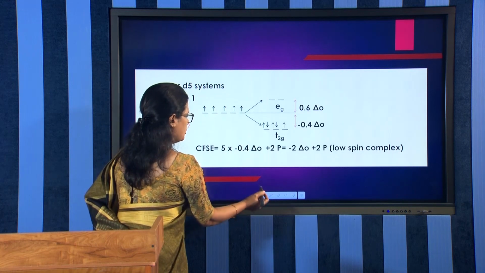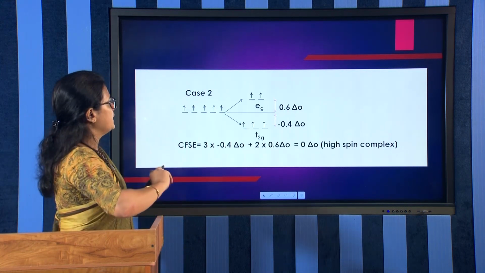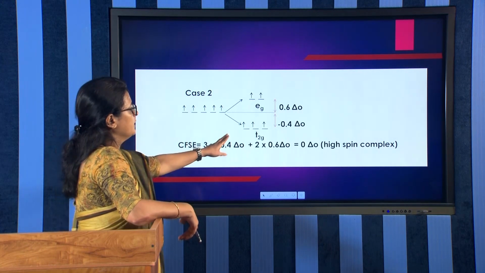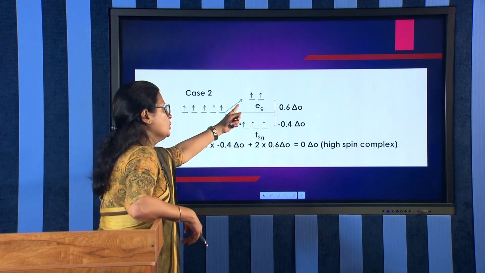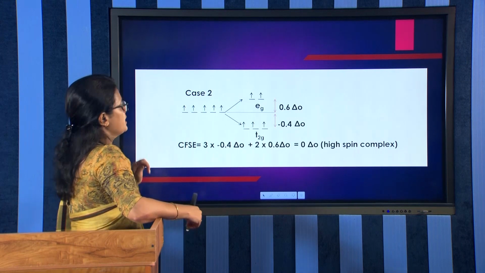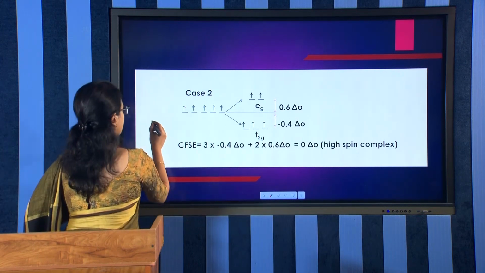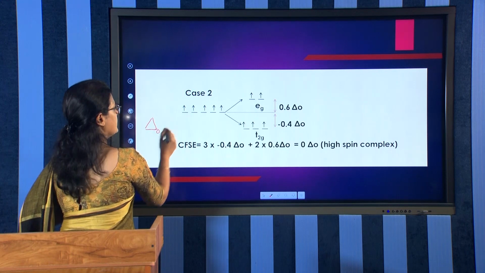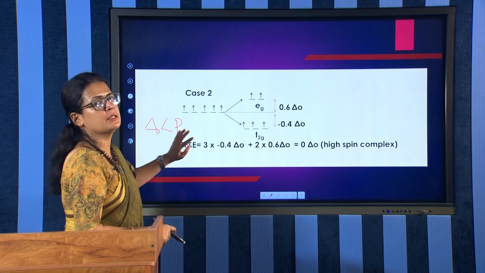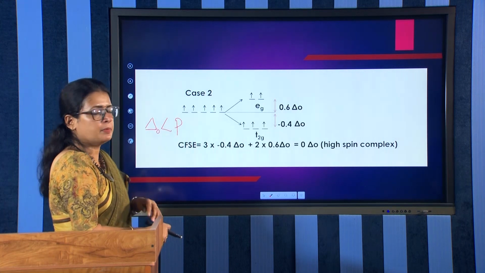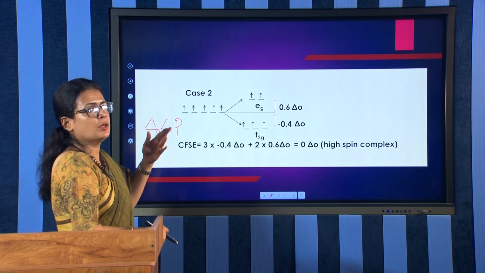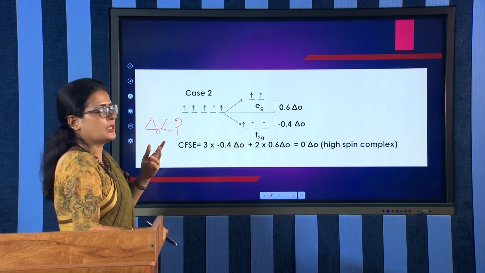And now moving to the second possibility, in the same situation D5 complex, there is another possibility that 3 electrons are in the T2G and the 4th and 5th will be going to the EG set. This is the case where delta O is less than the pairing energy, or you can say that pairing energy is more than the crystal field splitting. So, the 4th and 5th will be excited or will be moved to the upper state.